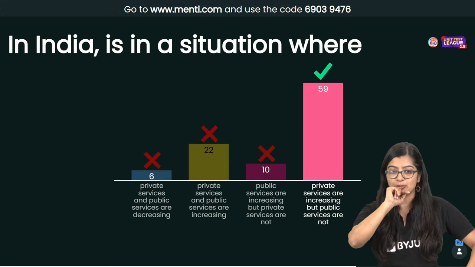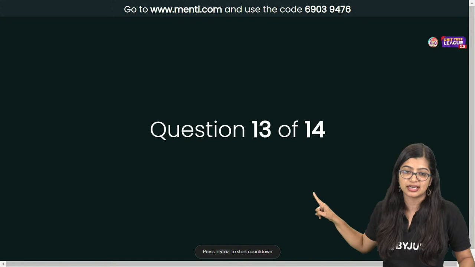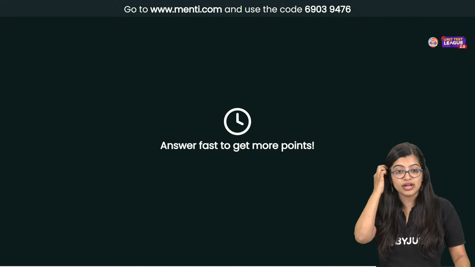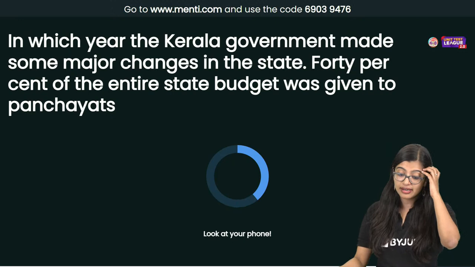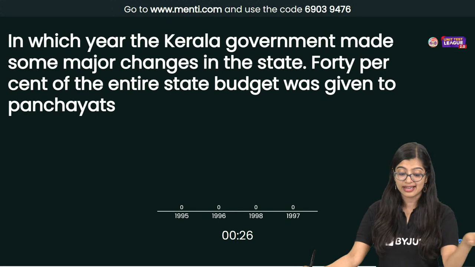Now moving on to question number 13. In which year did the Kerala government make some major changes in the state? 40% of the entire state budget was given to panchayat. Now when did they decide to make this change?